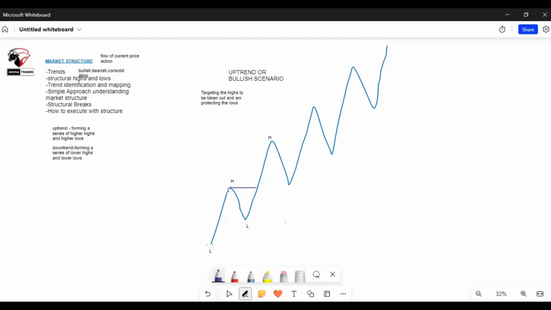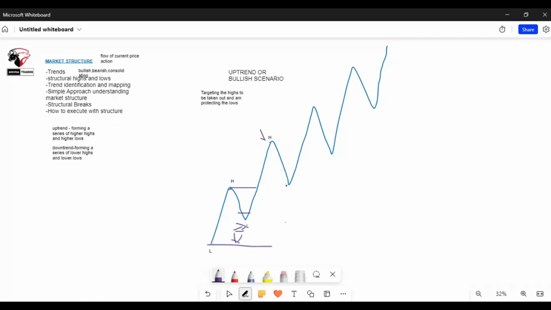So if price starts from here, comes and creates a high, this is what you call a trading range. And when price comes down, we are protecting this low to make sure that price does not go below this low over here. So when price reverses, we now target this high to be taken out so that you can create a new high. After creating a new high, this is our new high and this is our new low. So we are targeting the new high we have formed, and we are protecting our new low over here.